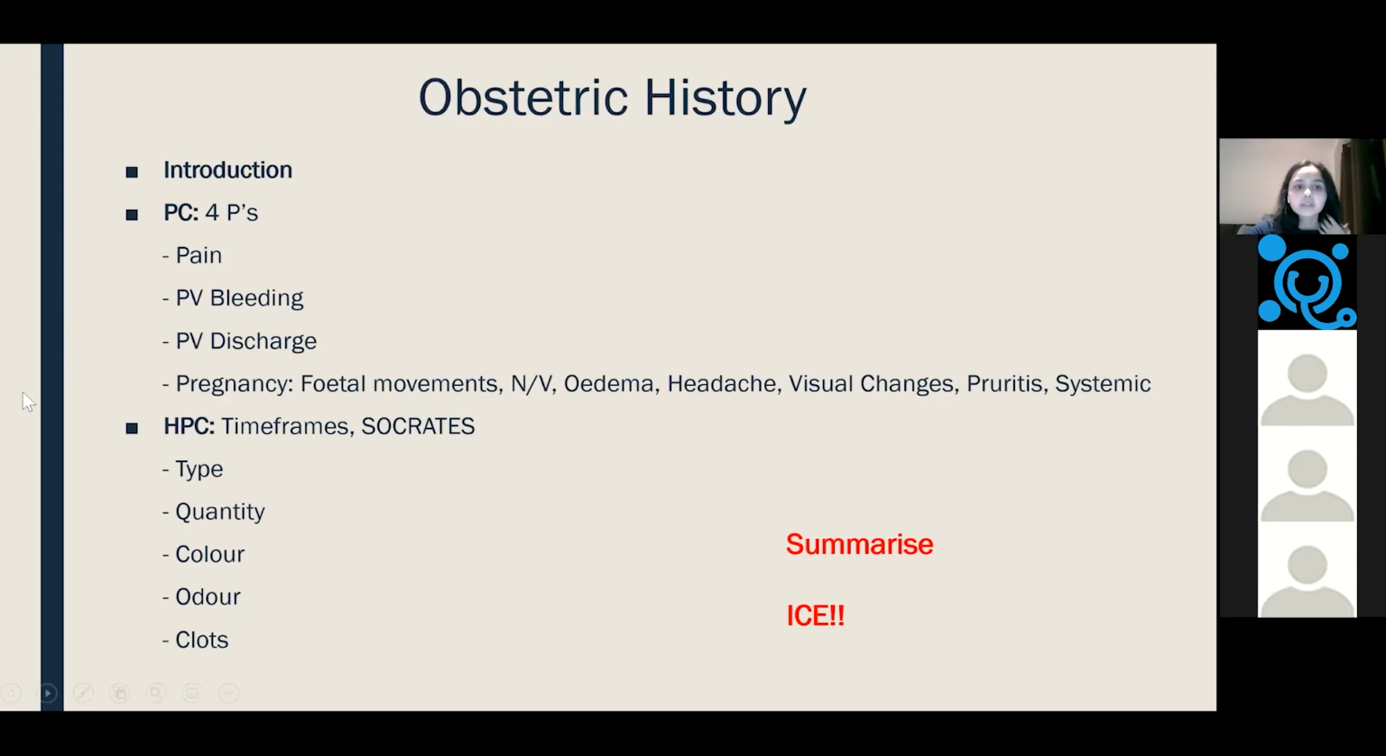And then with PV bleeding and discharge, you make sure to ask what type it is. So is it bleeding? Is it discharge? What color is it? And how much? In terms of quantity, you ask them how many pads they have to change, or tampons, or things like that. And then odor, obviously. Does it smell funny? Because if it looks different, how does it smell? Do they see any clots in there?